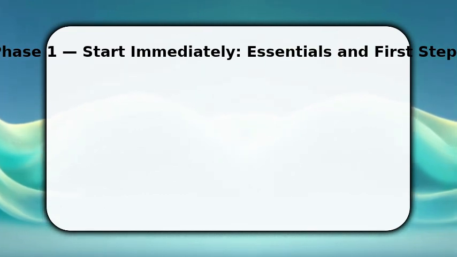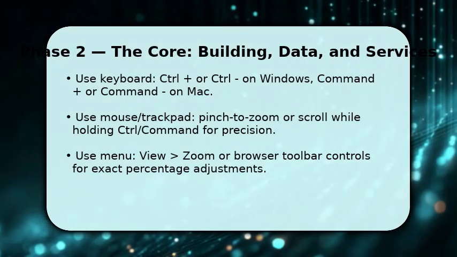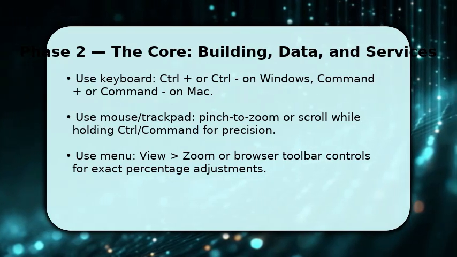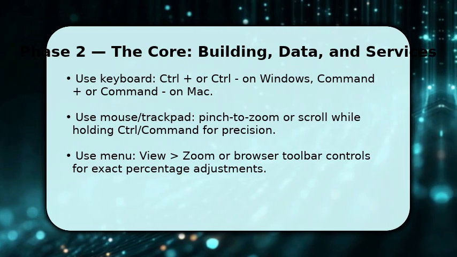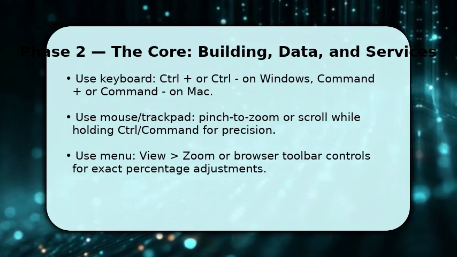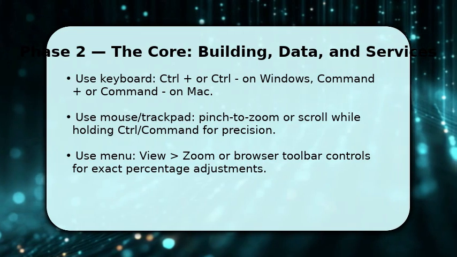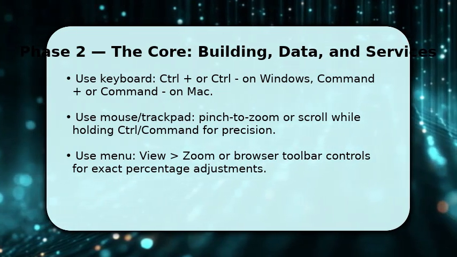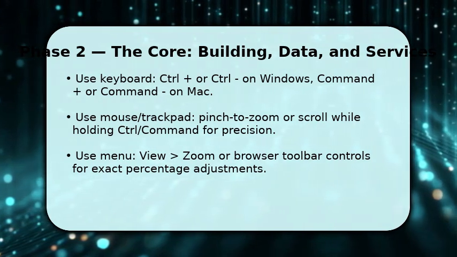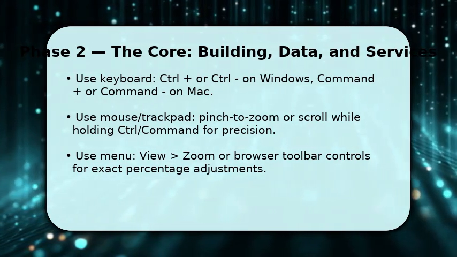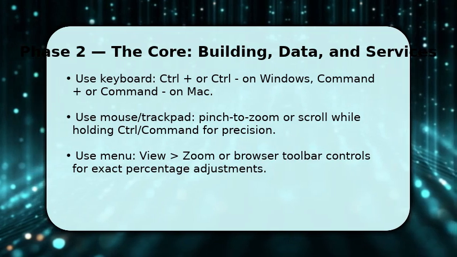Now perform the zoom action. For quick changes, press Ctrl plus or minus on Windows or Command plus or minus on a Mac, because those adjust in set increments and are easy to undo. If you prefer smooth control, pinch on a trackpad or use scroll while holding the modifier key to fine-tune. Alternatively, open the view or menu icon and set an exact percentage. This is useful when you need a specific scale for reading or layout testing.